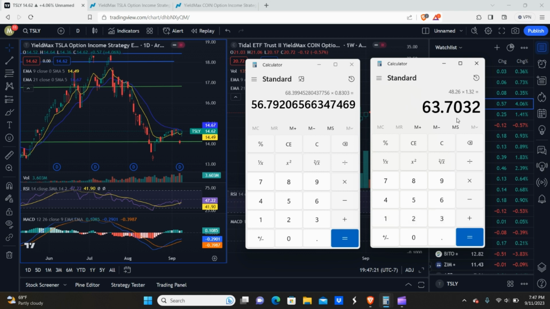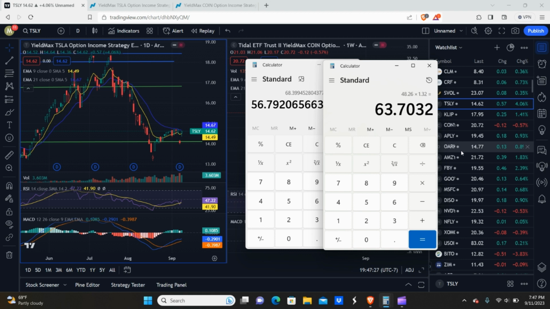So you would actually get paid slightly more on CONY than you would on TSLY, but the difference here is that you're paying roughly about $6 a share more for CONY.